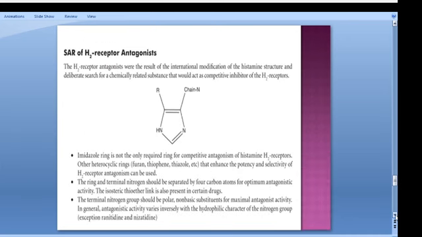Now we can go to the SAR. That one we have already discussed.